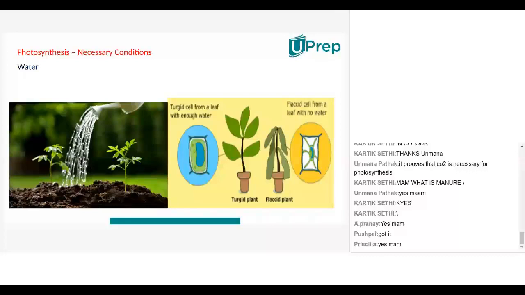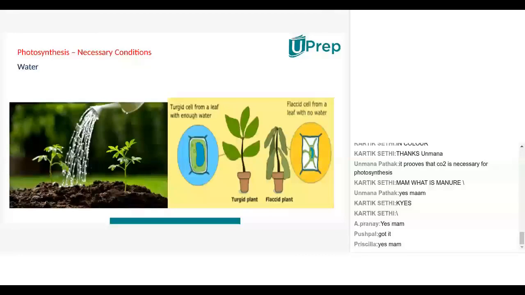Correct. And the cause of this is that water is present in the vacuoles, and when we are not pouring water to the plant, the vacuoles do not have enough water. So that's why the turgidity has gone from the plant. Very good. Excellent. Thank you, Priscilla.